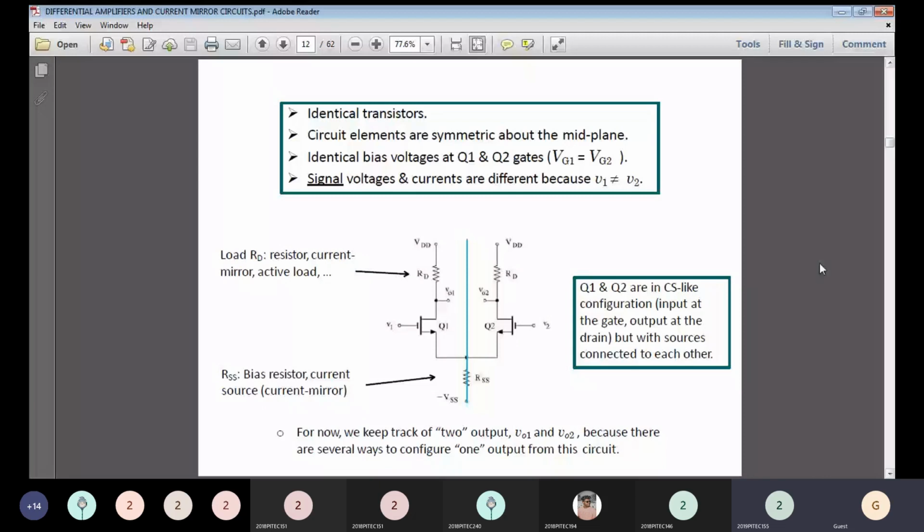The next one is the drain resistance RD. This load drain resistance acts as a resistance, a current mirror, and also an active load. Moving to the source resistance RSS, these two sources are connected with a common resistance, which is mentioned as RSS. The RSS value we can specify as a bias resistor, a current source, or a current mirror circuit. Here the transistors Q1 and Q2 are in which mode? CS configuration mode. The input is at the gate and the output at the drain, with the sources connected to each other and to the negative biasing voltage minus VSS.